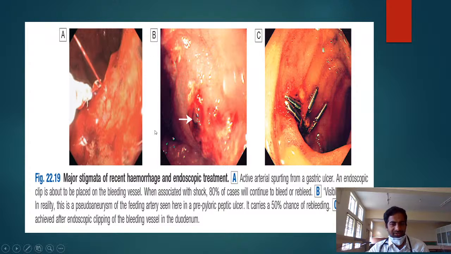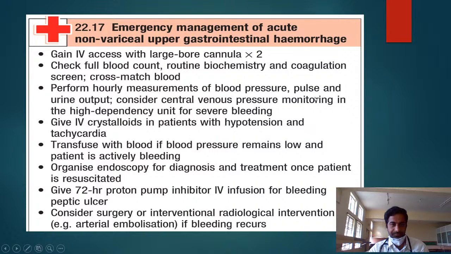Among major stigmata, you see the active arterial spurting here, mainly due to a gastric ulcer. Here you have to do an endoscopy and put a clip to stop the bleeding. Prognosis is very poor because it is an arterial bleed, and in 80% of cases the patient may rebleed. Here you can see a visible vessel. Hemostasis is mainly achieved after the clip is placed.